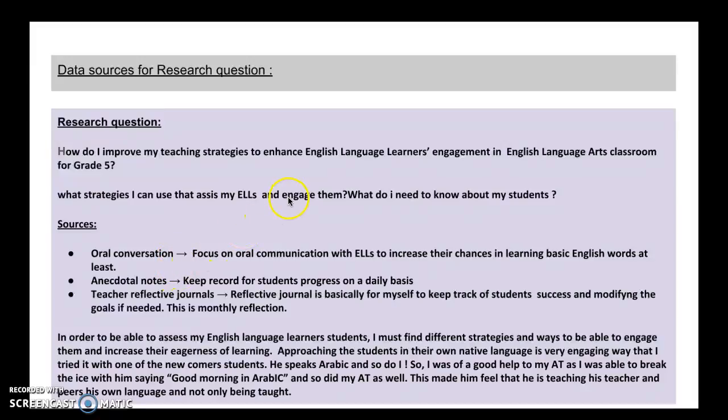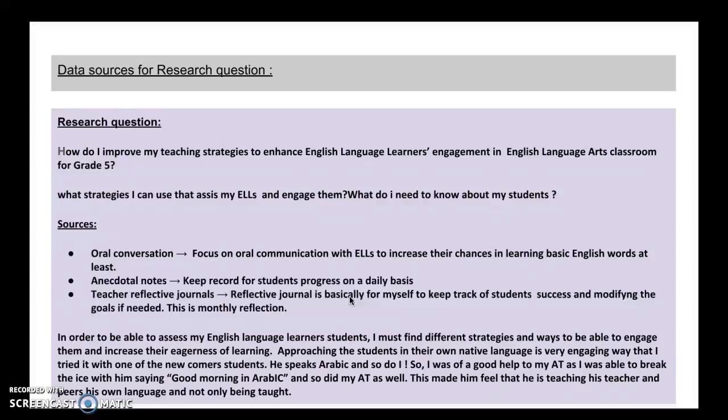Oral conversation: focus on oral communication with English language learners to increase their chances of learning basic English words at least. Anecdotal notes: keep records of students' progress on a daily basis. Teacher reflective journals: a reflective journal is basically for myself to keep track of students' success and modify the goals if needed. This is a monthly reflection.